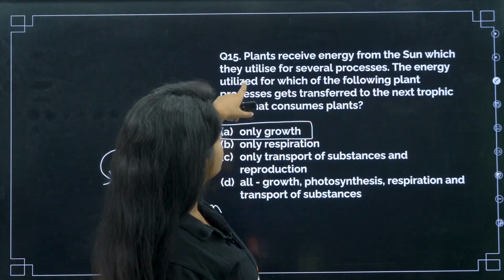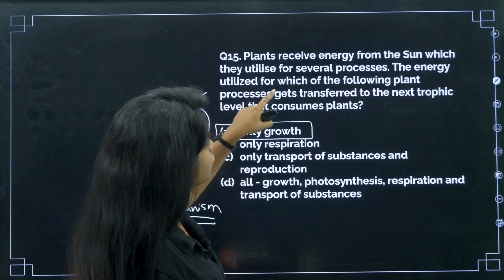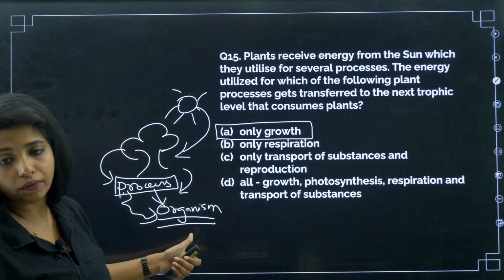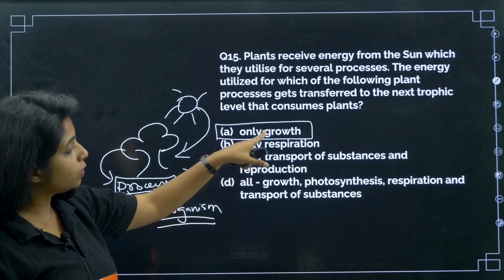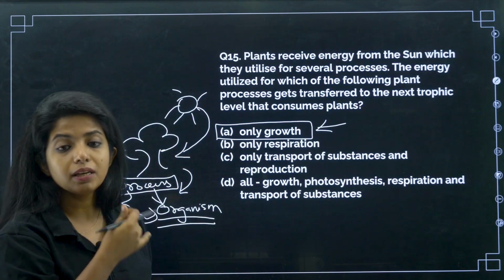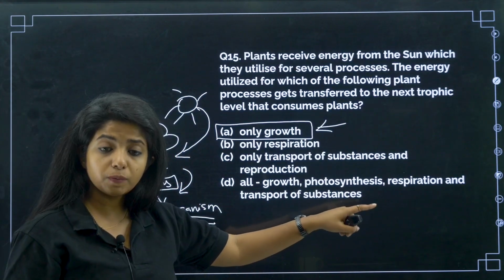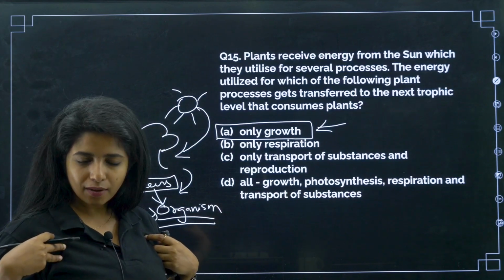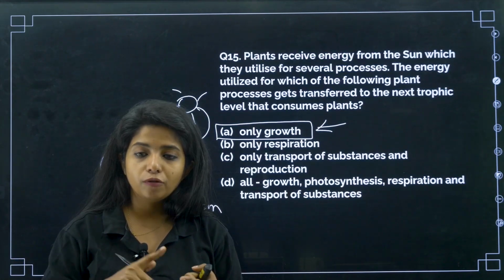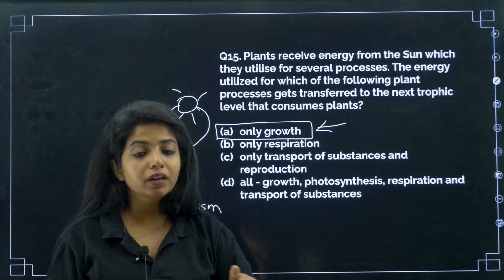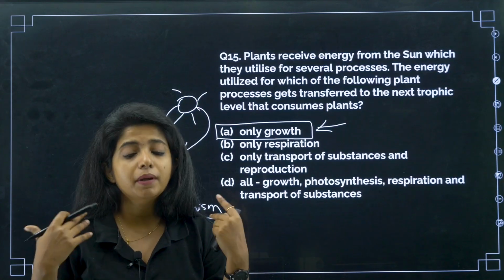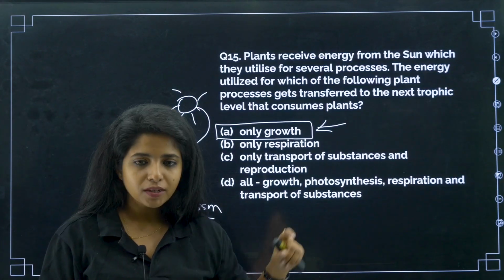Plants receive energy from the sun which they utilize for several processes. The energy utilized for which of the following plant processes gets transferred to the next trophic level that consumes the plants? So, it will be only growth. This is the process that will give direct benefit to the organism which eats the plant. Photosynthesis and respiration will be giving benefit to the plant. I am not saying it won't give benefit to the organism, but all these processes will cumulatively help in the growth of the plant, my dear children, and growth is the one that will be beneficial for the next organism. Cool? So this becomes the answer.